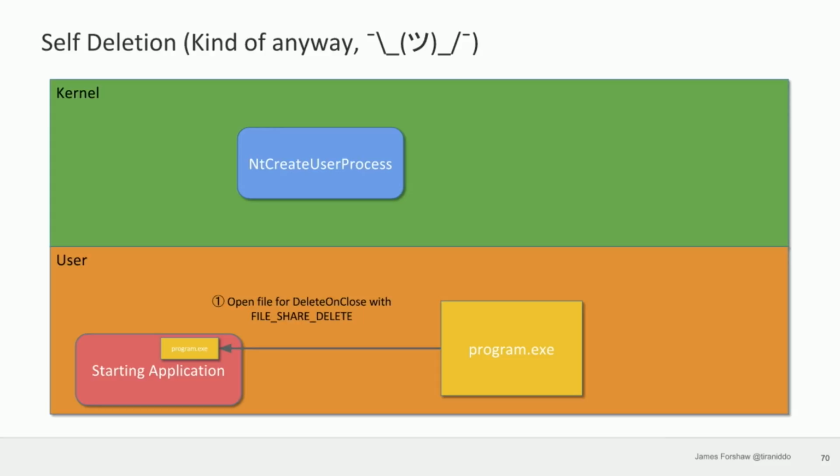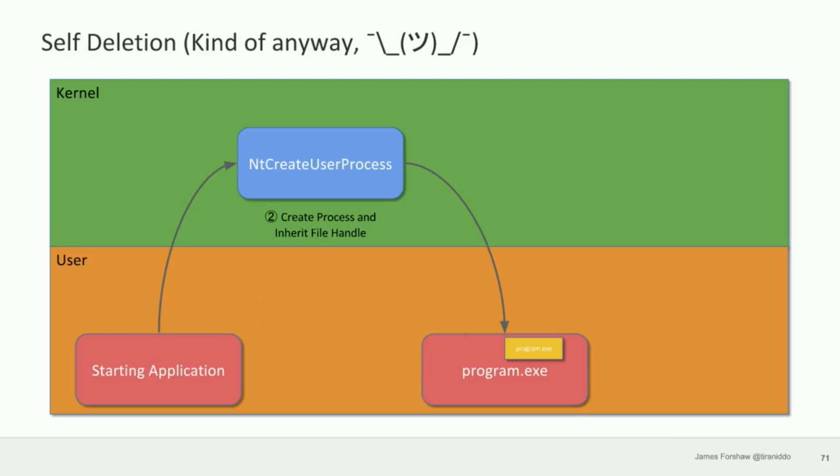The first thing we can do is open the original file for delete access. We can do this because, for whatever reason, the kernel opens with file share delete, which means it can share the file with a handle that has delete permission. We then create our new program.exe process and give it its handle, and say, hey, this is the delete-on-close handle for program.exe. Do whatever you want with that.